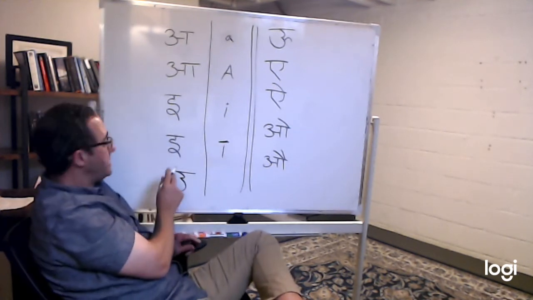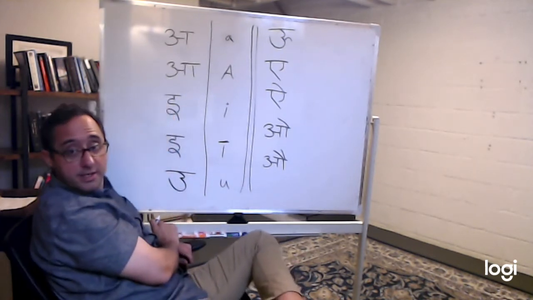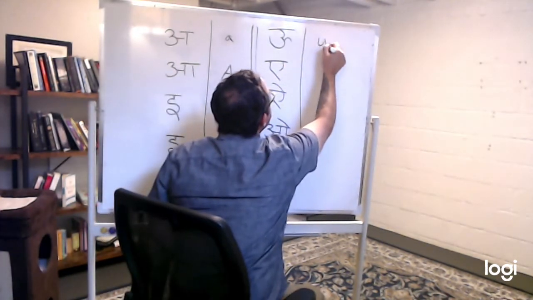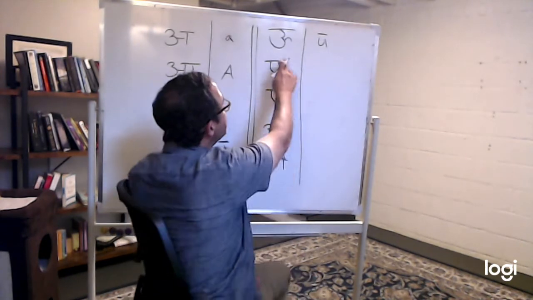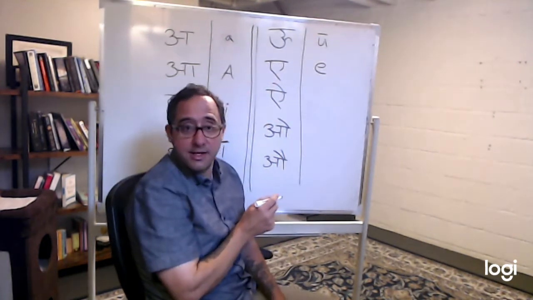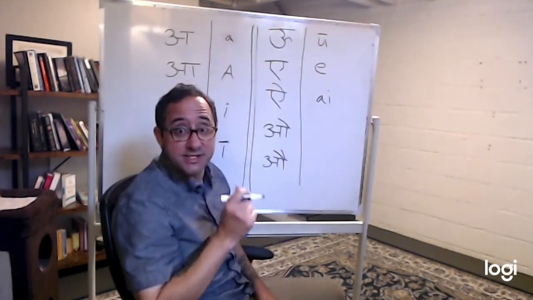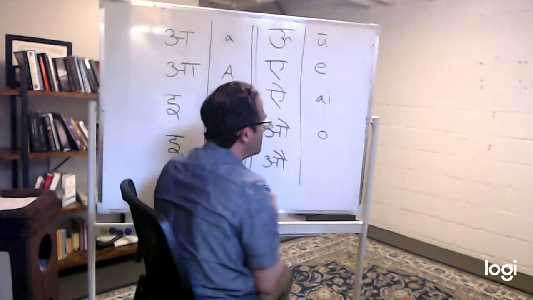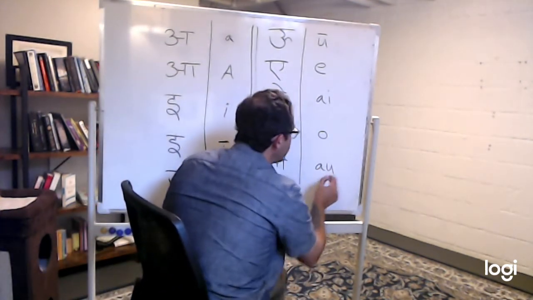This is like book. I'm going to use a u like this. This is ooh. I'm going to do a u with a line over it, a long ooh. This is ay. I'm going to use an e for that. This is eye. I'm going to use an ai for that, two letters, and there's a reason for that. This is oh, and this is aw. I'm going to use an au for that.